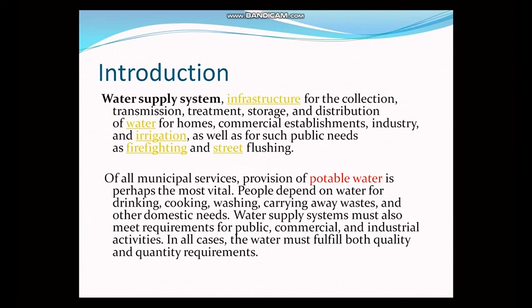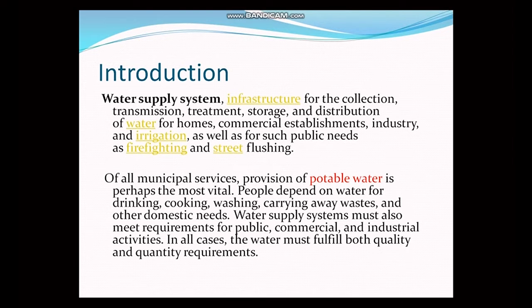So, as you can see, people depend on water for drinking, cooking, washing, carrying away wastes, and other domestic needs. Water supply systems need to meet requirements for public, commercial, and industrial activities. In all cases, the water must fulfill both quality and quantity requirements.